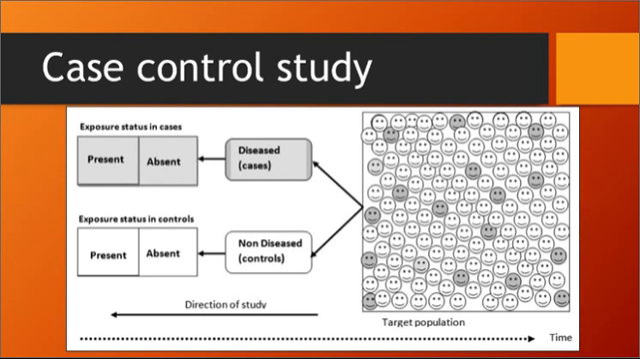We can look at it like this, and what we're doing is we're going from the right-hand side to the left. So even though time moves forward towards the right, in the present, we're looking at a population of individuals, and we're pulling out people who have a certain disease and comparing those to people who don't have that disease, and we're calling them controls. And then we're looking backwards in time, trying to figure out who was exposed to what.